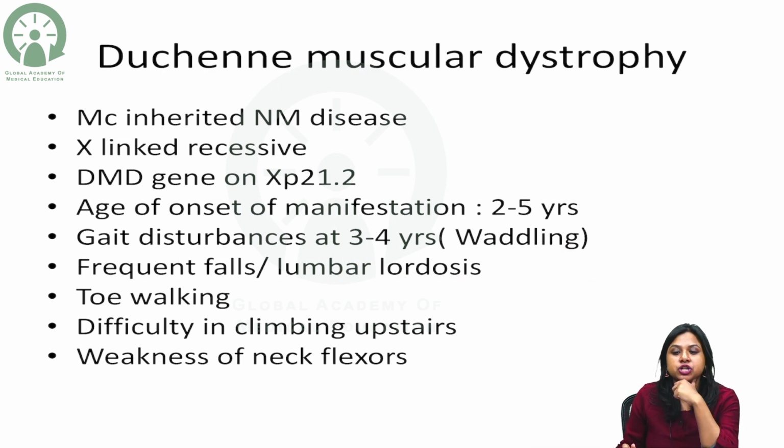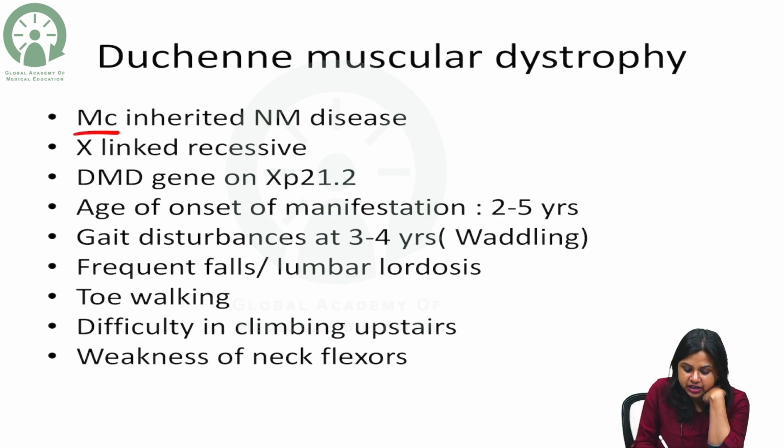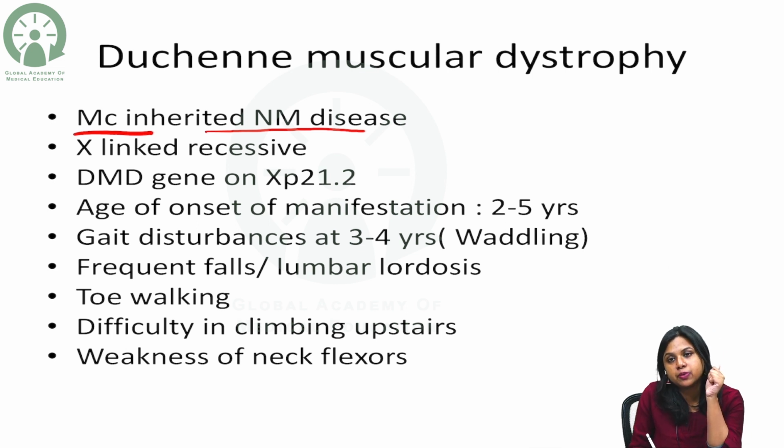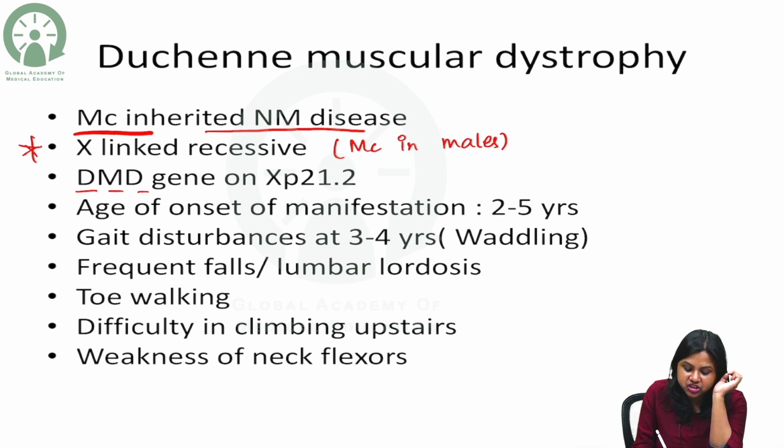So first is the Duchenne muscular dystrophy. It is the most common inherited neuromuscular disease. So this is an MCQ. It's the most common inherited disorder. X-linked recessive. Again, this is important. The inheritance of Duchenne muscular dystrophy, as you can understand, if this is an X-linked recessive disorder, so it will be more common in males. So we have the DMD gene involved, and that is Xp21.2.